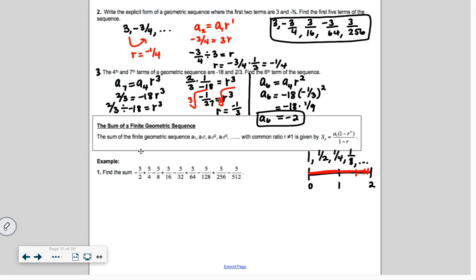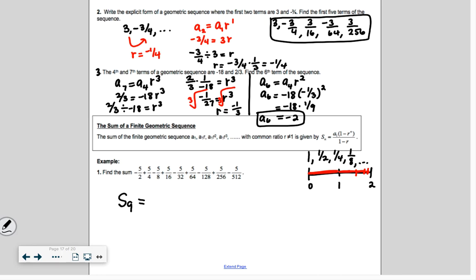All right, so this is a finite sequence that we have. There's not an infinite number of terms. How do I know? Because it doesn't say the dots at the end. How many numbers do I have? Let's count them. 1, 2, 3, 4, 5, 6, 7, 8, 9. I have 9 numbers. So I'm going to find the sum of the first 9 terms.